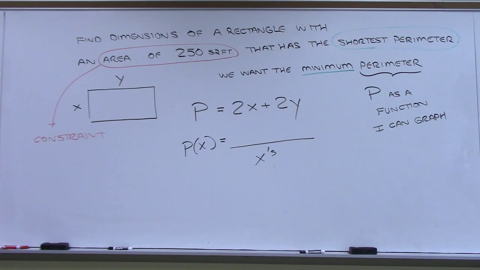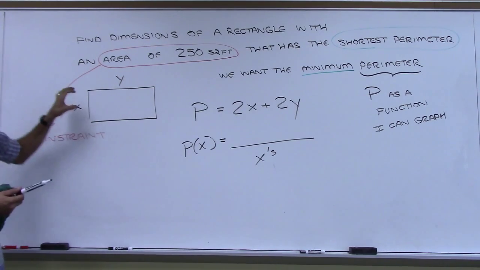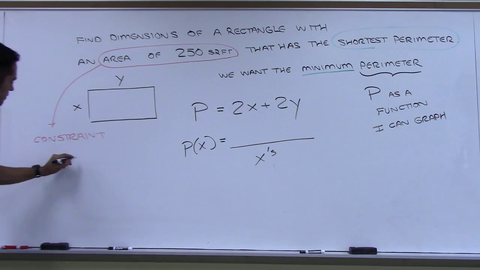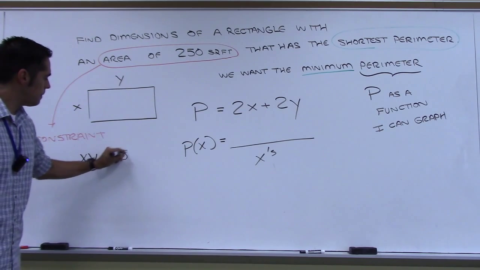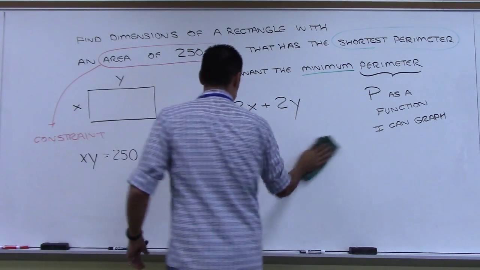Okay, so we have a constraint. A constraint is kind of like a restriction, right? Like I can't just make x a billion and make y tiny. There is a restriction that x times y has to be 250, right? So I'm going to write that down. X times y must be 250. That is my constraint. And I'm going to erase this piece right here.